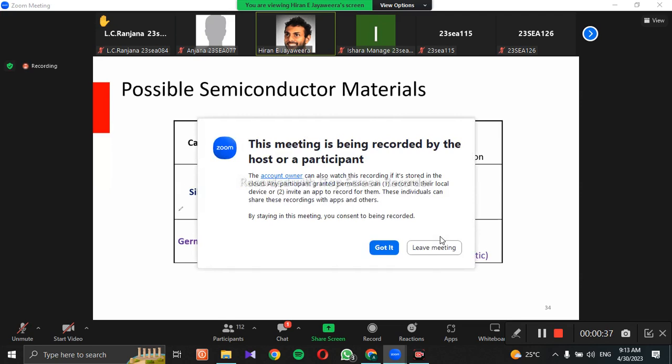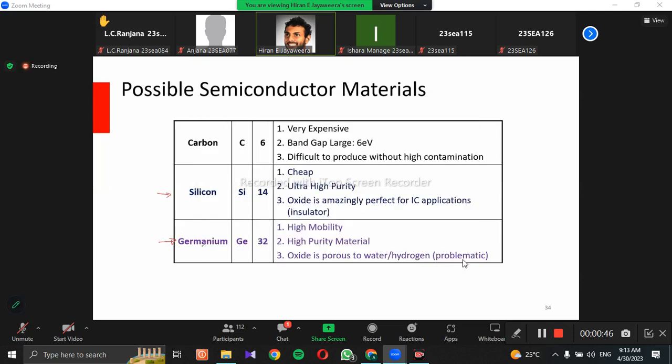Now, silicon and germanium, we know that for most of the electronic systems, we use either silicon or germanium. Initially we used germanium for most of the things. Nowadays we are using silicon. One main thing is that it's very cheap, but that's not the only reason why we are using it. You can get ultra high purity material. Germanium also gives ultra high purity material. And the most important thing is that by oxidizing it, you can make silicon dioxide, which is a very good insulator.